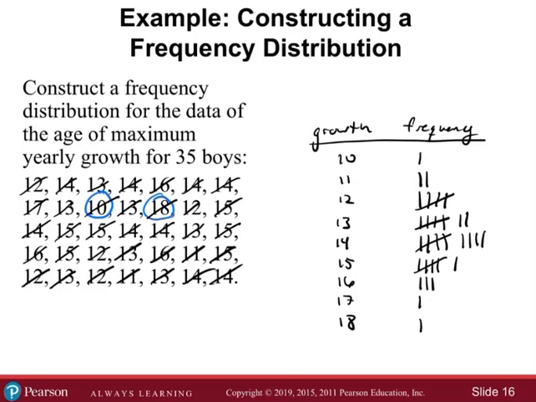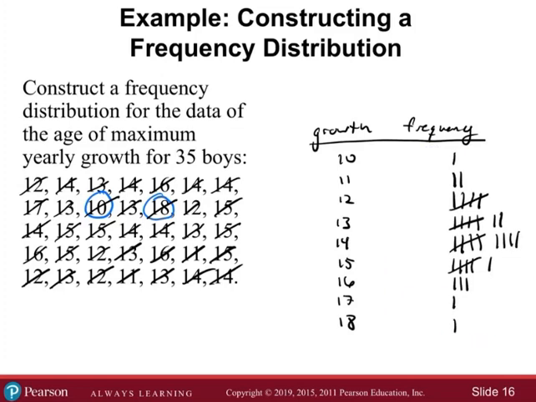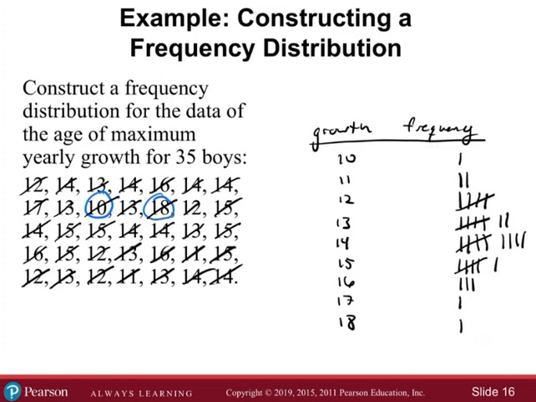Okay, so what I'm going to do, I'm just going to move this over a little bit so I can write the frequencies. So 10, it looks like it occurred once. 11 occurred twice. 12 occurred 5 times. 13 occurred 7 times. 14 looks like it occurred 9 times. That one occurred 6, 3, 1, and 1.